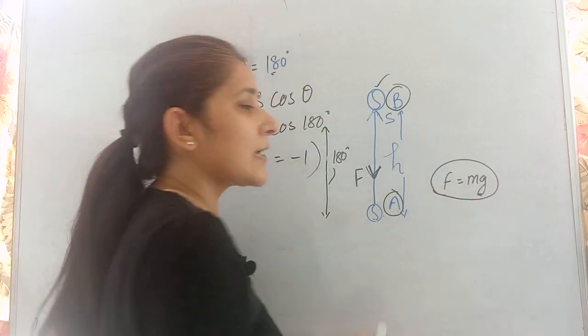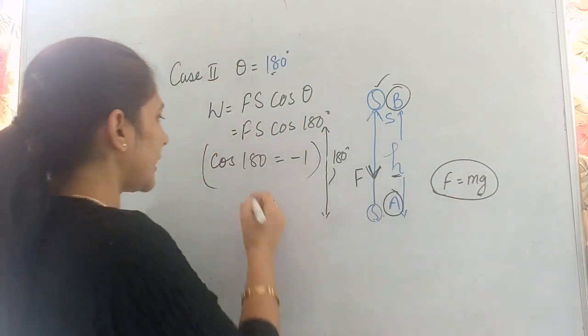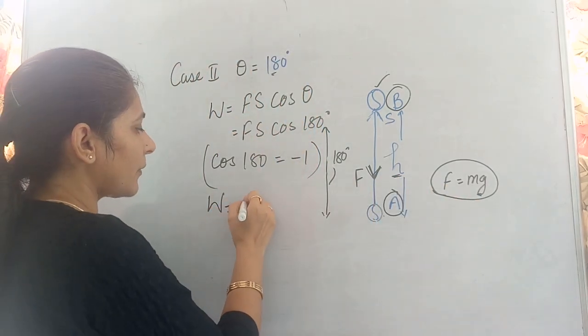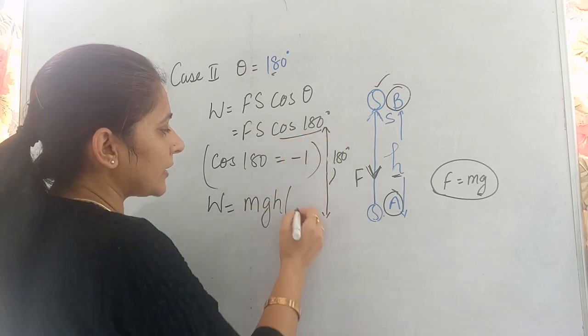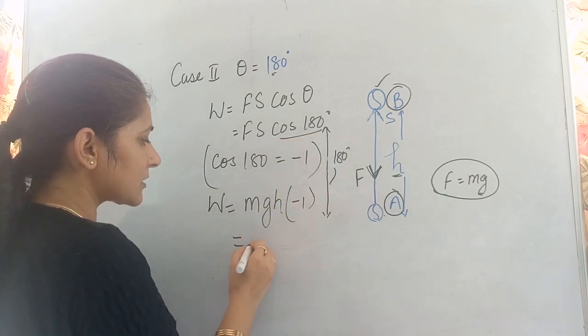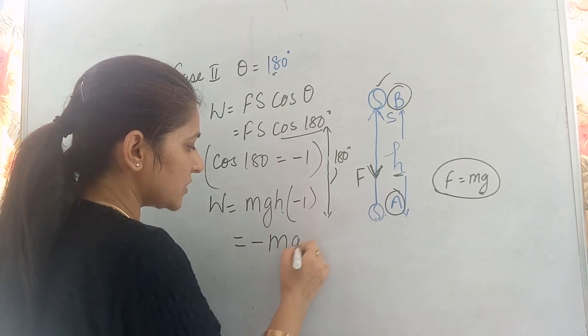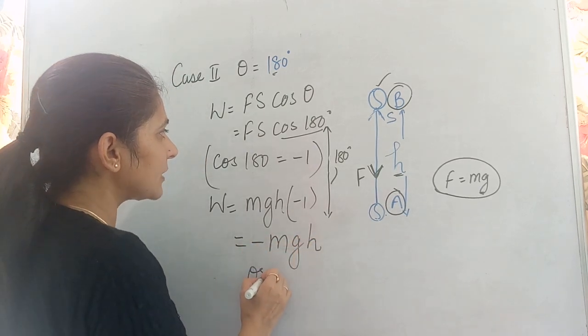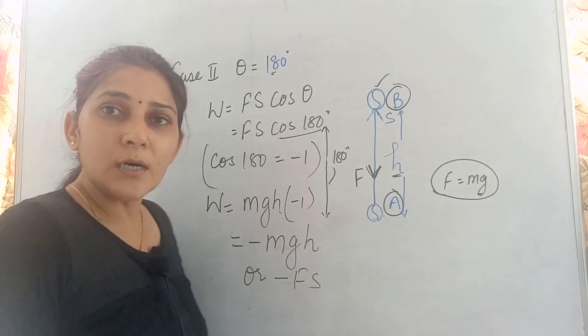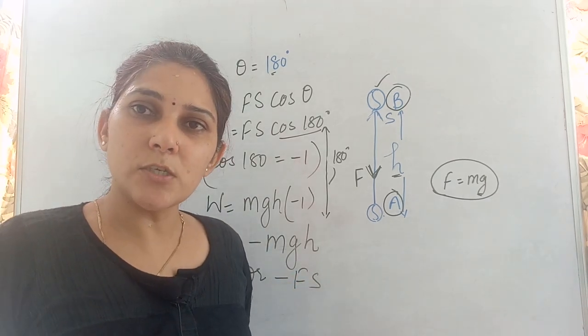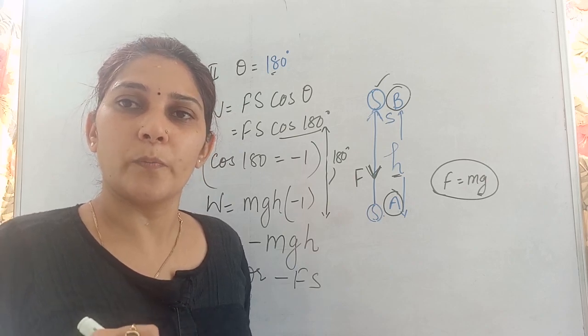So this force is m into g. What is the displacement? h. So this work done is given by m into g into h, and this cos 180 is minus 1. So work done is given by minus mgh, or you can say minus F into s.